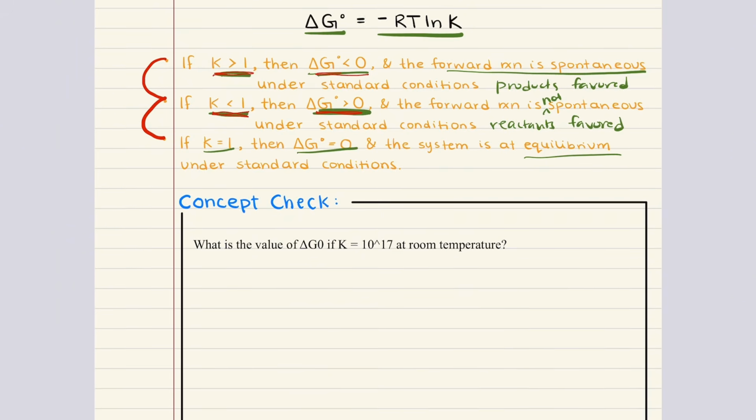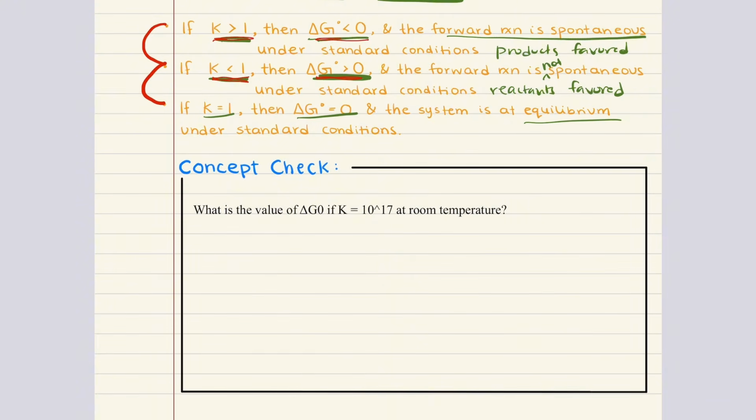So let's take that and apply it to a practice question. This one says, what is the value of delta G naught if K equals 10 to the 17th at room temperature? So here we're going to use delta G naught equals negative RT natural log K. And we're going to go ahead and start to plug numbers in.